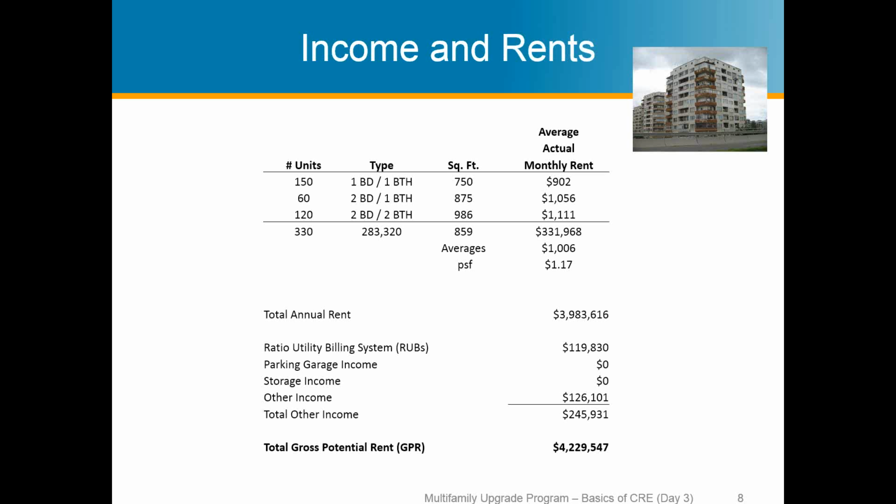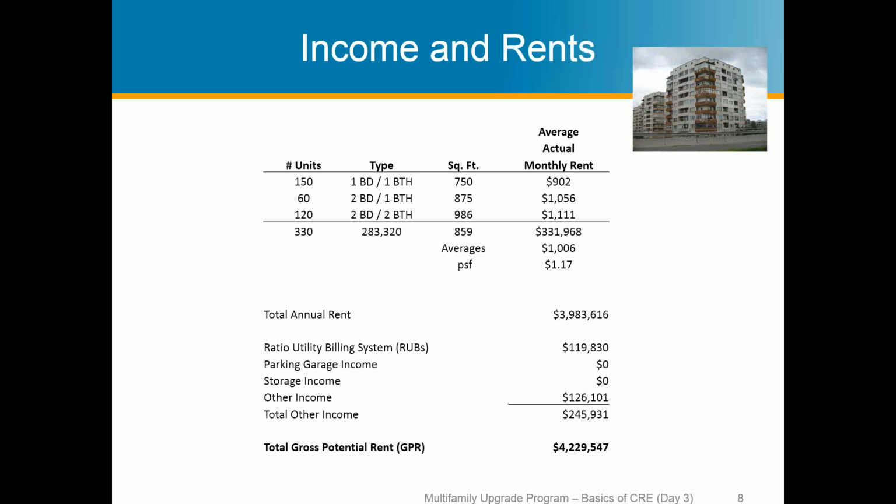So if we look at it, we get the average. If we multiply out the units and the average monthly rent, we get the total monthly rent, which is $331,968 at this property. So if you multiply that by 12, you get about $3.94 million in total rent. So the rent is obviously the biggest component of a building's income and the money coming into a building. But there are other ways for buildings to get revenue.